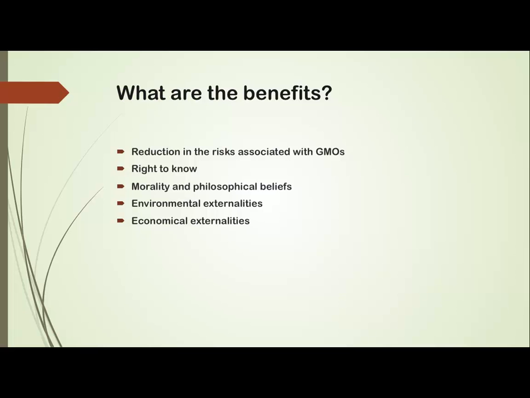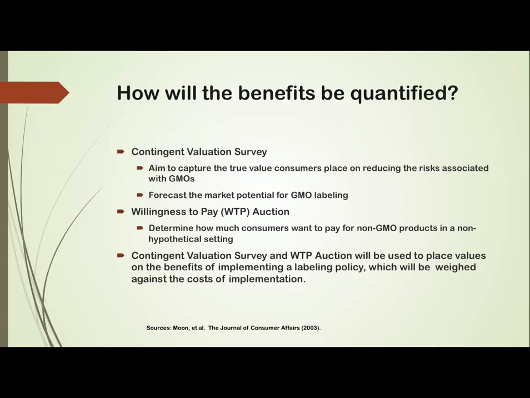Benefits. So basically the benefits of implementing a GMO labeling policy would be the reduction in risks associated with GMOs. And hopefully, for those that are concerned about environmental and economical externalities, those would be decreased. So quantifying a decrease in risk is difficult. I decided to do that through contingent valuation surveys and willingness to pay auctions.